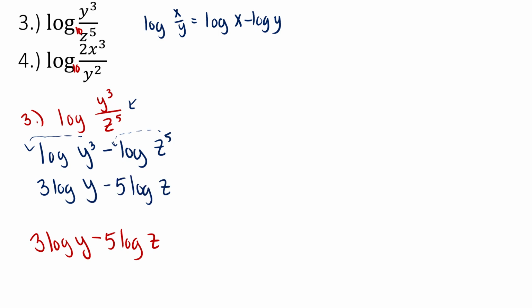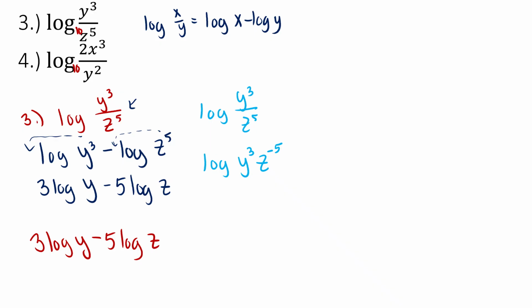Now, another way you could do that, so I mentioned I might show you some of these other ways. You could use this maneuver and say, well, I know that I can get rid of that fraction by using a negative exponent. 1 over z to the fifth is the same as z to the negative fifth.